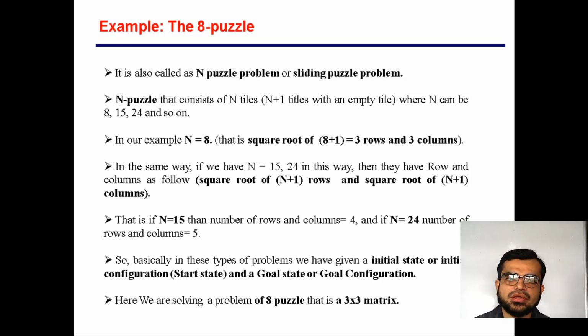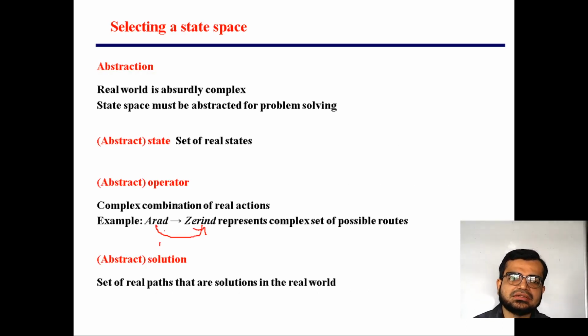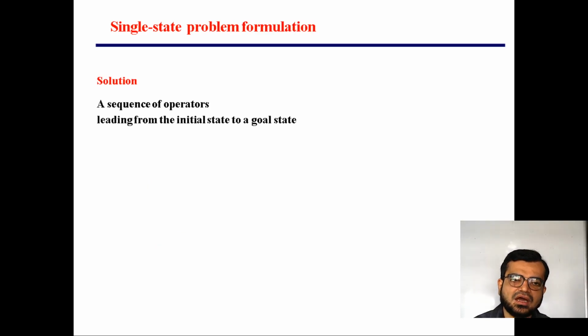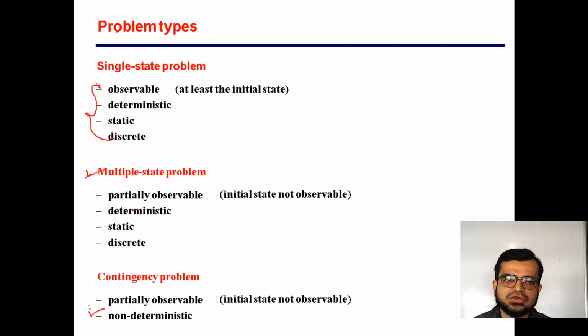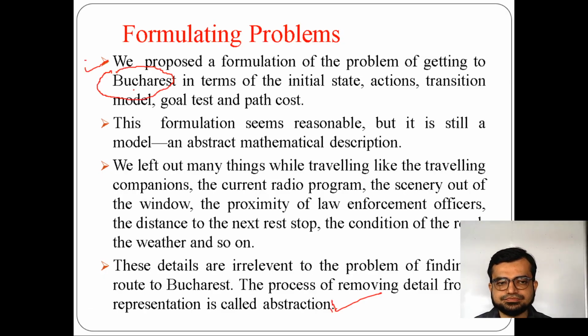Well, today I'm going to discuss some examples on how you can design a problem in artificial intelligence. As I said previously, in the last session I discussed how you can select a state space and how a problem can be formulated. I also explained the types of problems associated with formulating a problem. Formulating a problem means how you can design a problem in AI.